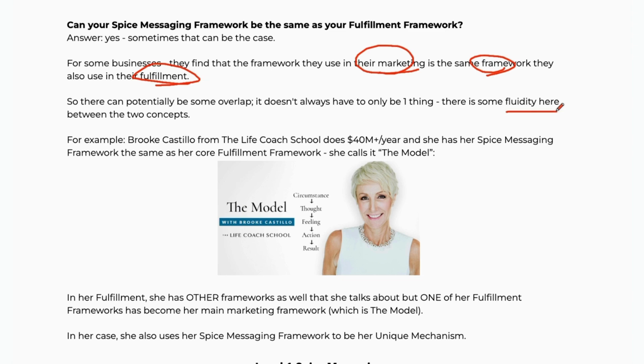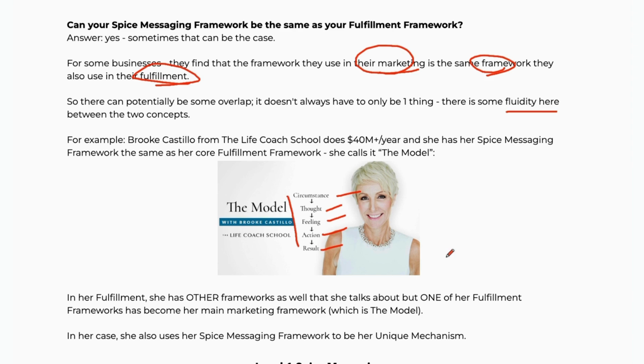An example of this is Brooke Castillo and her Life Coach School, right? They do over $40 million a year. And her spice messaging framework is what she calls the model, okay? And the model, they define it as CT-FAR: circumstance creates thought, thought creates feeling, feelings create action, action creates results, right? That's her model and what she calls it. Now, that also is her spice messaging framework, and that also is her fulfillment framework, right? And so again, it doesn't necessarily have to be 2 different things.